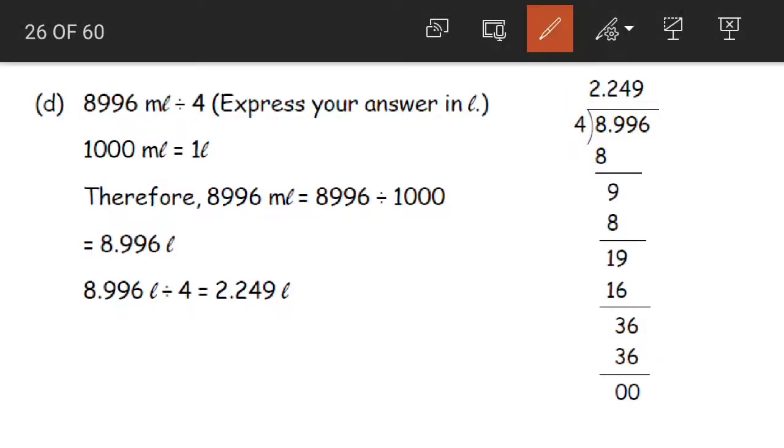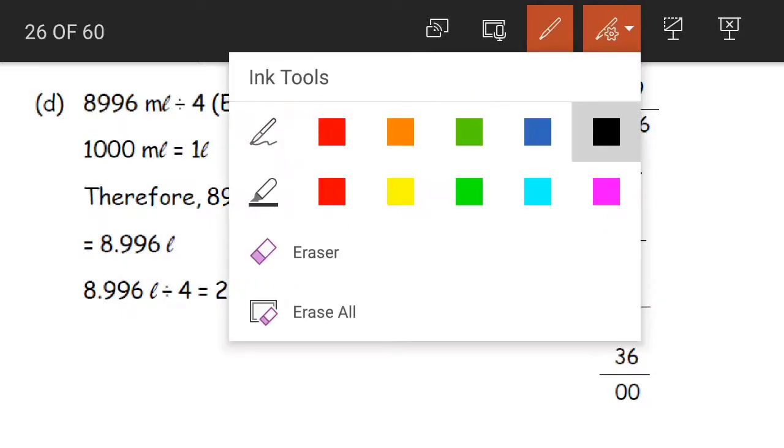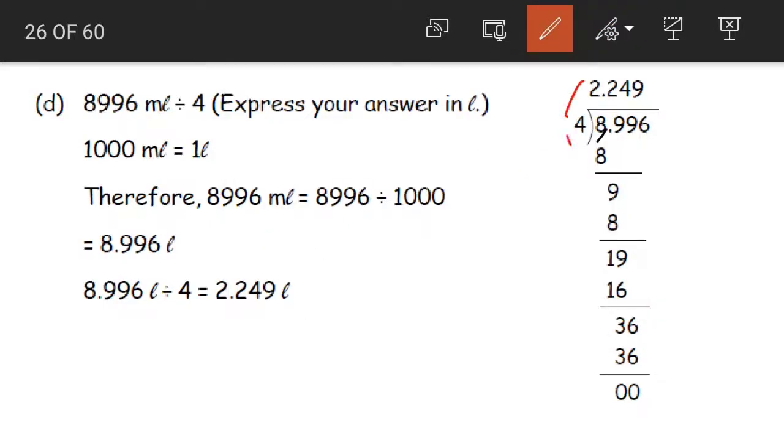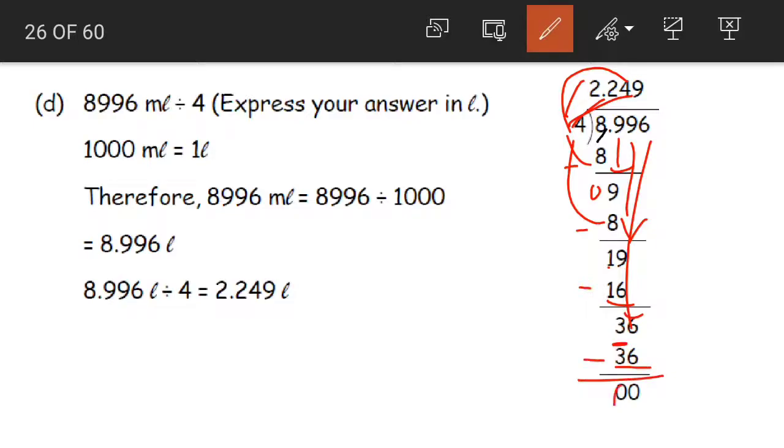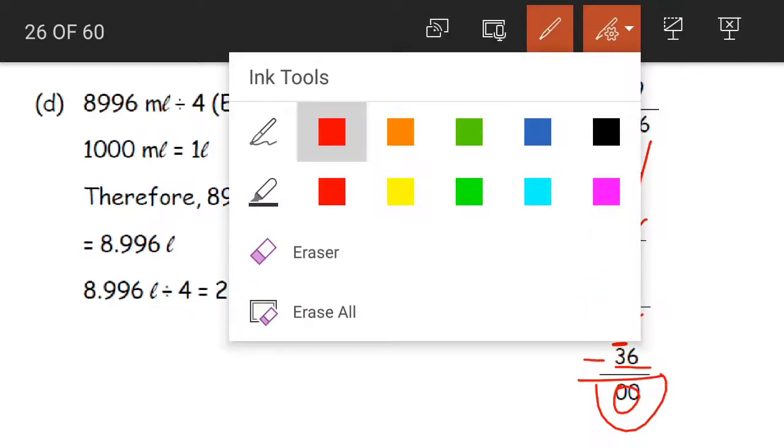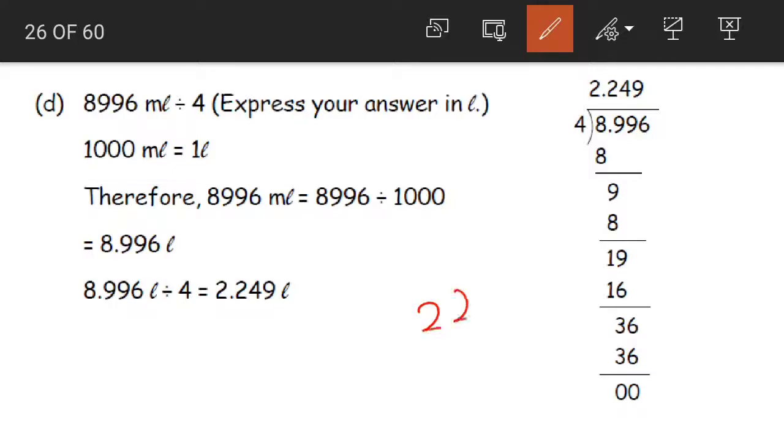Now how do we divide? First we take 8. 4 2s are 8. When we subtract, 0 is the remainder, 9 brought down. 4 2s are 8. When we subtract, 1 is remaining, the next digit 9 brought down. 4 4s are 16. When we subtract, 3 is remaining, 6 brought down. 4 9s are 36. When we subtract, 0 is our remainder. So upon dividing, 2249 is our quotient.